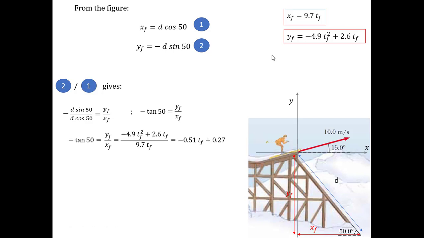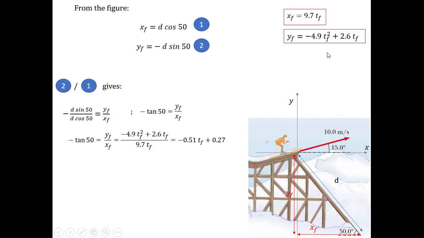Right away, I solved the equation, and now we can use this relationship to solve the system of equations. It's as if I now have a system of 3 equations with 3 unknowns. This is the first equation, this is the second, and this is the third. We have 3 equations with 3 unknowns xf, yf and tf, so we can solve it mathematically to deduce xf, yf and tf. So minus tangent 50 is equal to yf over xf.